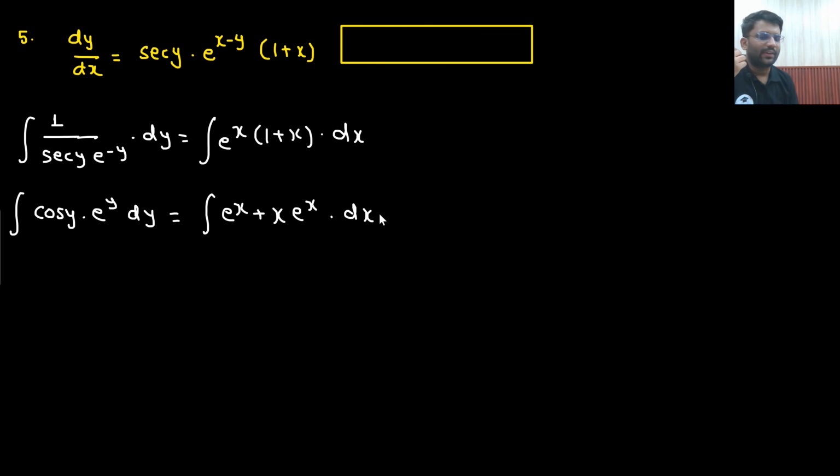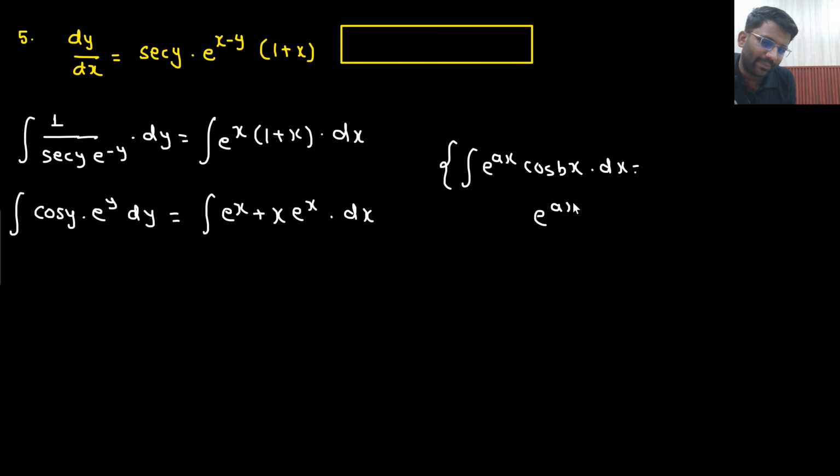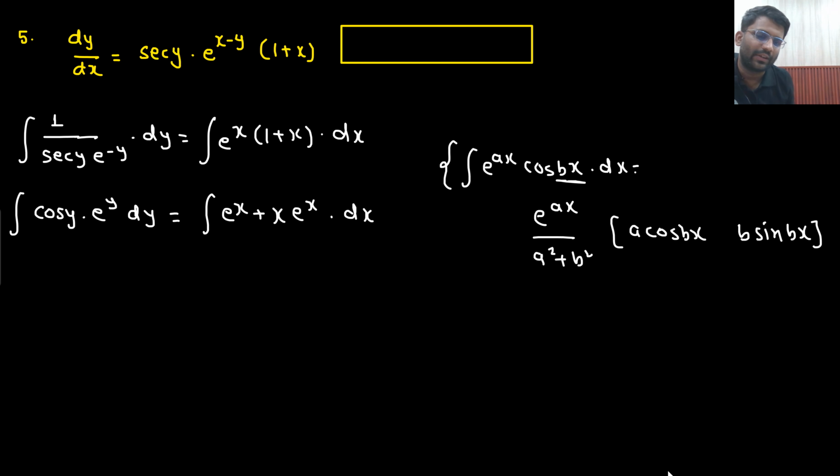Now without even looking at your notes, do you remember this formula? What is the integration of e to the power ax cos bx? The formula was e to the power ax upon a square plus b square, a cos bx plus b sin bx. The angle is bx only, it will always remain bx. First a cos bx would come, and then b sin bx would come. Whenever we talk about integration, the sign will always be positive. There you go. This is the formula.